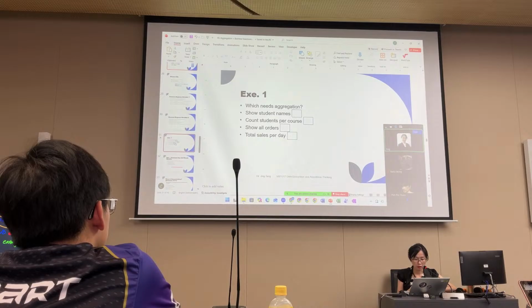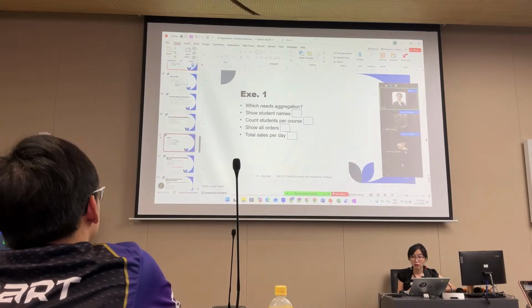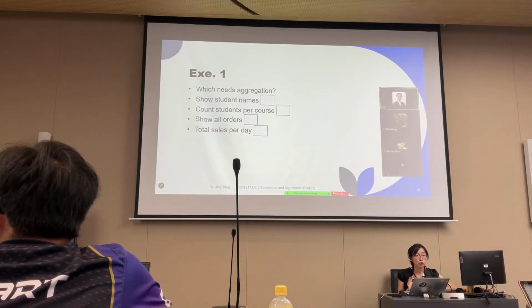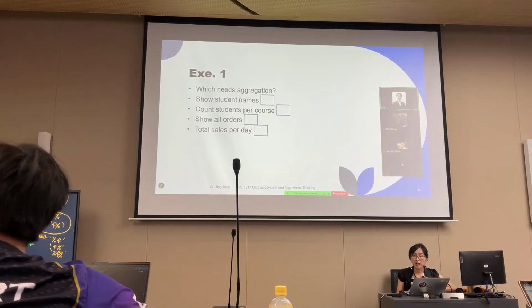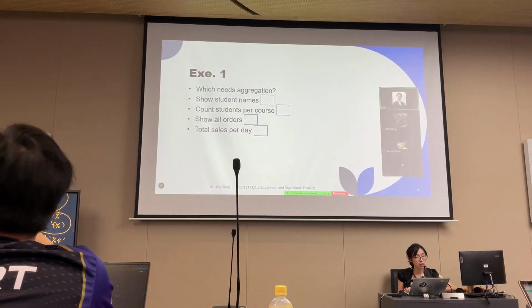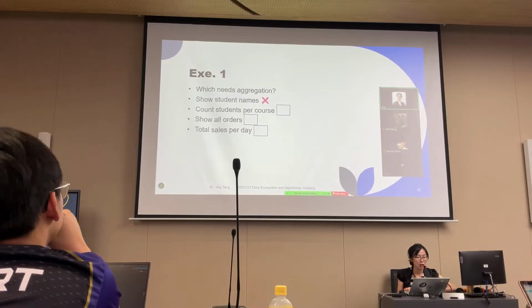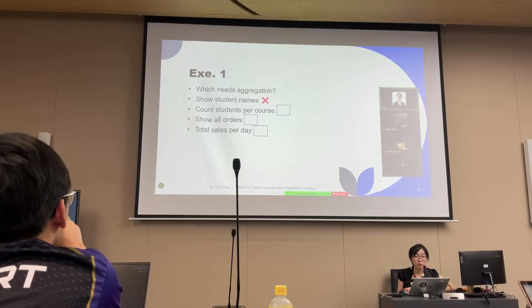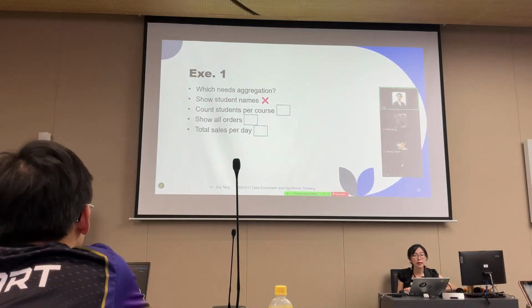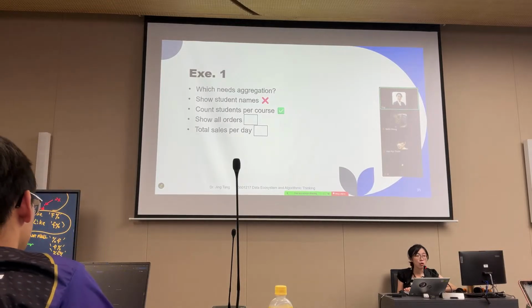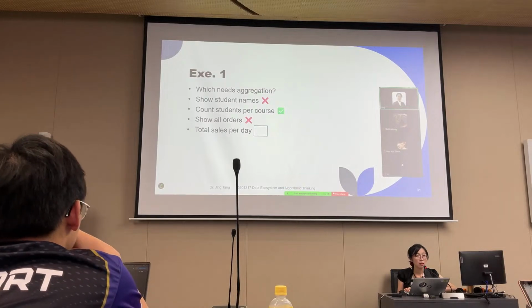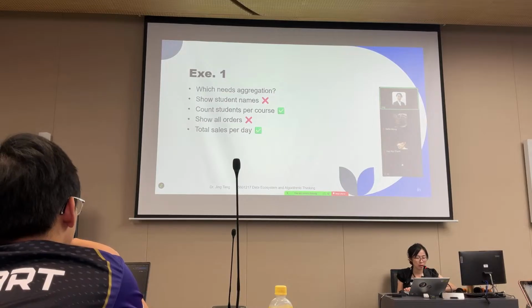So this one we did not do yet, right? Do we need aggregation? Show student names. Do we need aggregation? No. List out all student names, no. Count students per course? Yes. But you will say what? GROUP BY course, but be careful, you have to select course and count students. Show all orders? No. Then total sales per day? Yes. So be careful what you need and what you cannot.